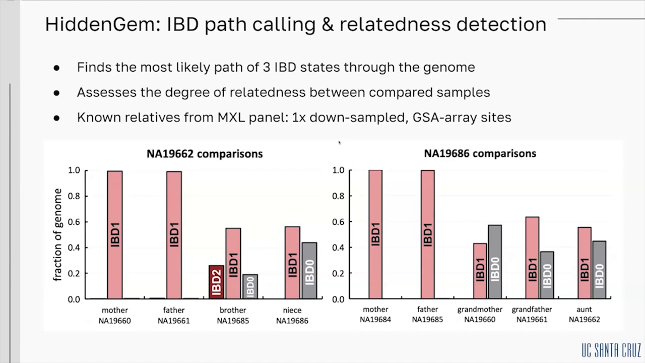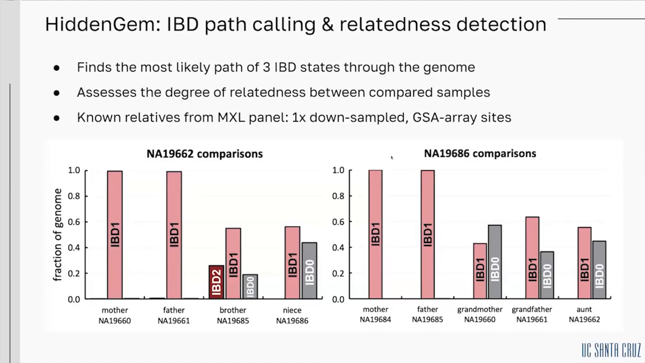And in addition to the main goal of identifying unknown samples, I also implemented an additional module called Hidden Gem that finds the most likely path of IBD state across the genome. This module can therefore be used to infer the degree of relatedness between the compared individuals. The 2 bar graphs correspond to the results from comparing 2 individuals from the 1,000 genomes to their known relatives, with the genome-wide proportion of each IBD state shown for each comparison.